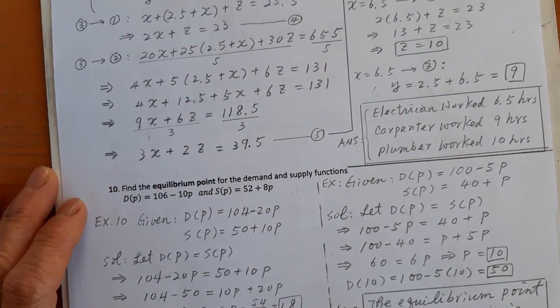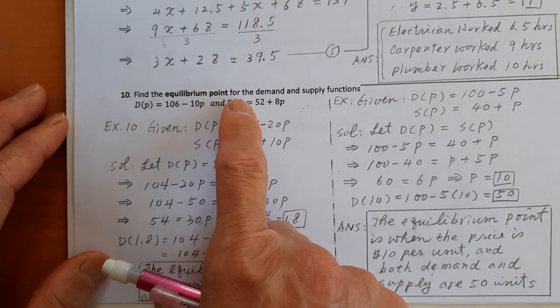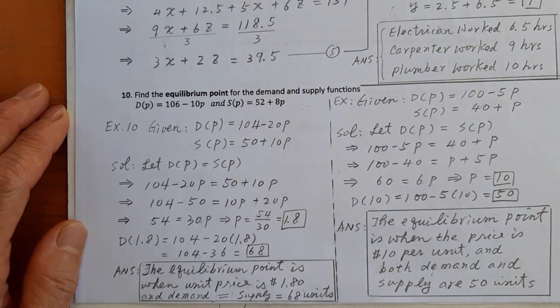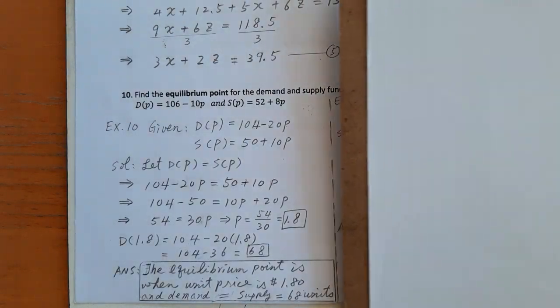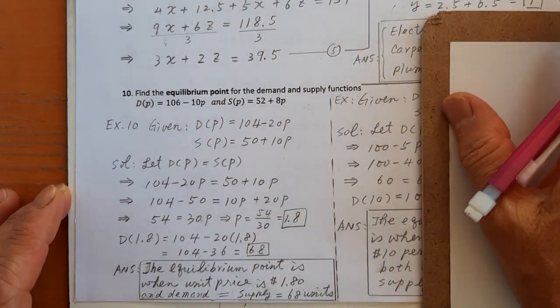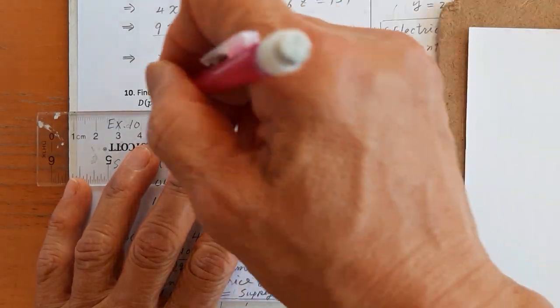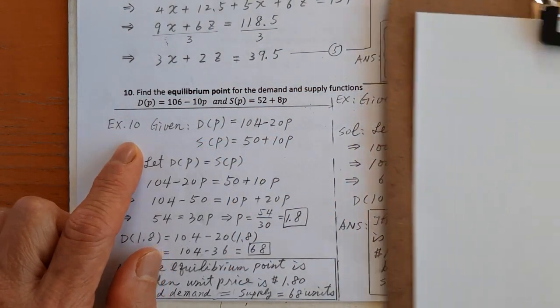Question 10. Find the equilibrium points for the demand and the supply function. The equilibrium point is when the demand and the supply are equal. We call it the equilibrium point when demand and supply are equal. Here, this one is your homework question, so I changed it. Example, question 10.